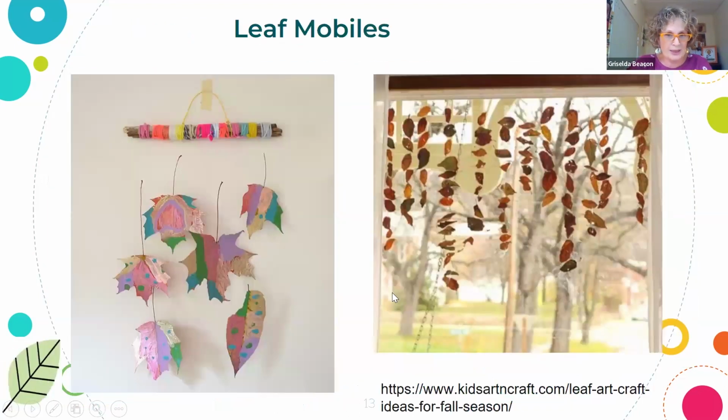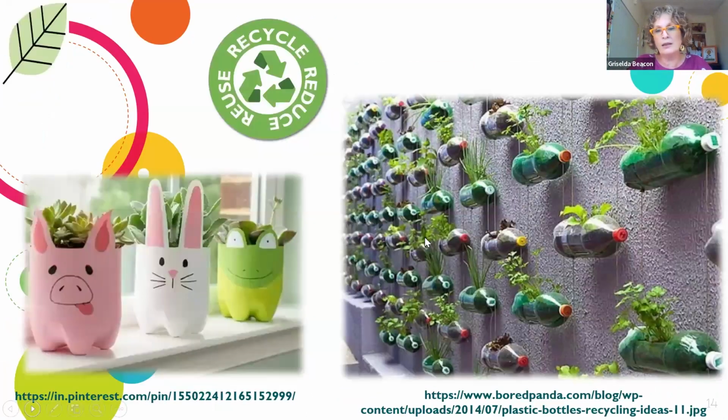These are other possibilities, like creating mobiles with the leaves. They can decorate the leaves, they can leave them as they are. And as you can see, the materials used are all natural. Or you can have, I saw this in many schools, the vertical gardens that they create in the playground with the plastic bottles, or the little pots for the plants in the classroom. So these are some of the activities that you can do.